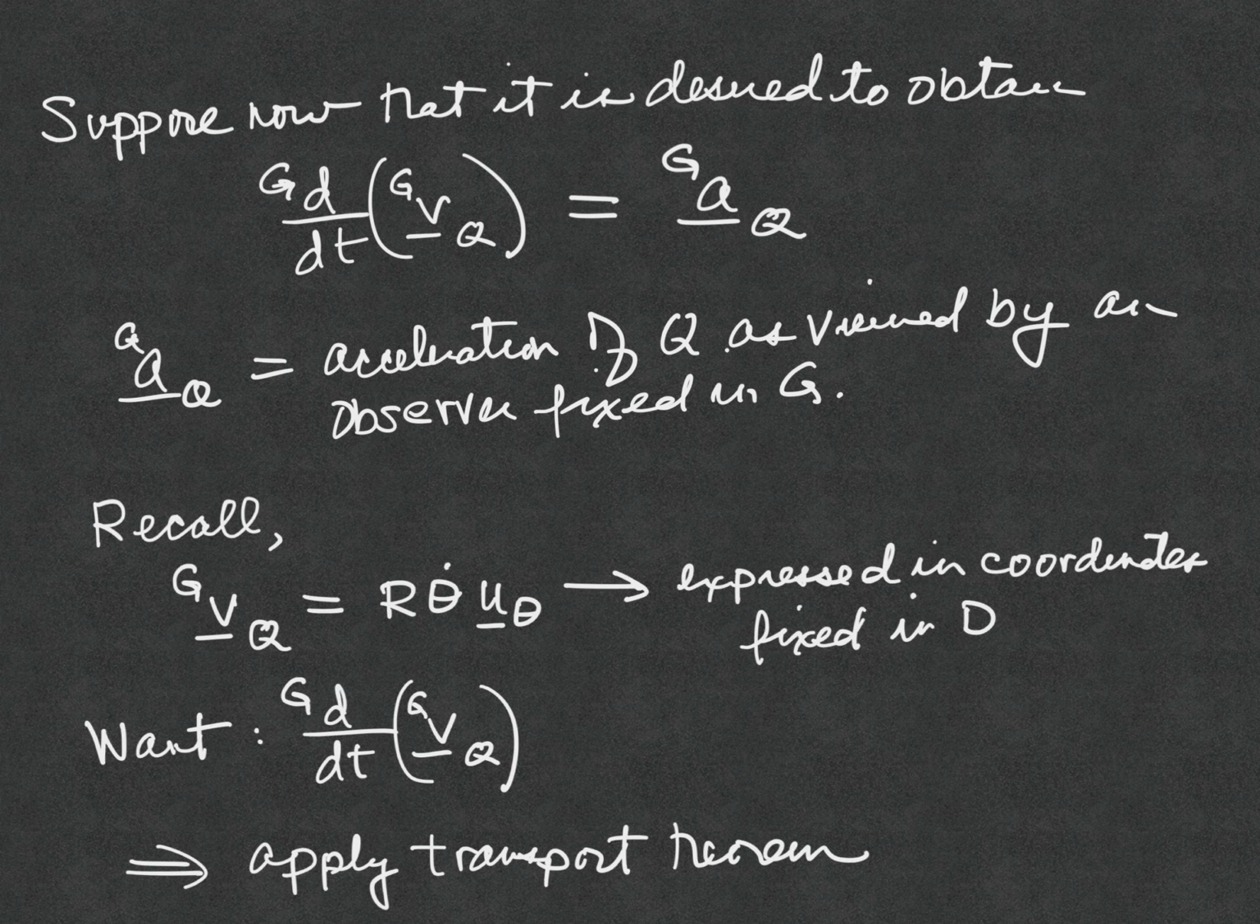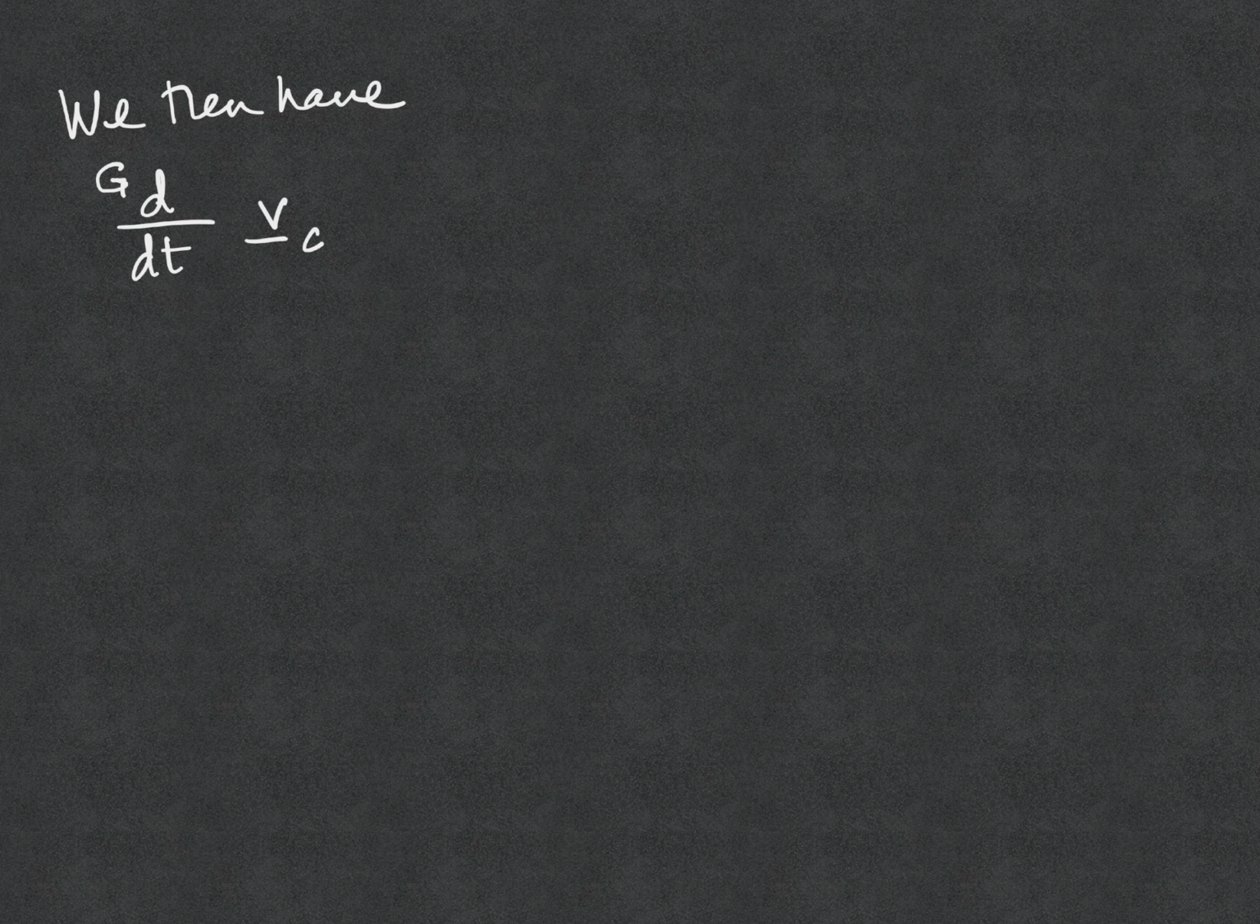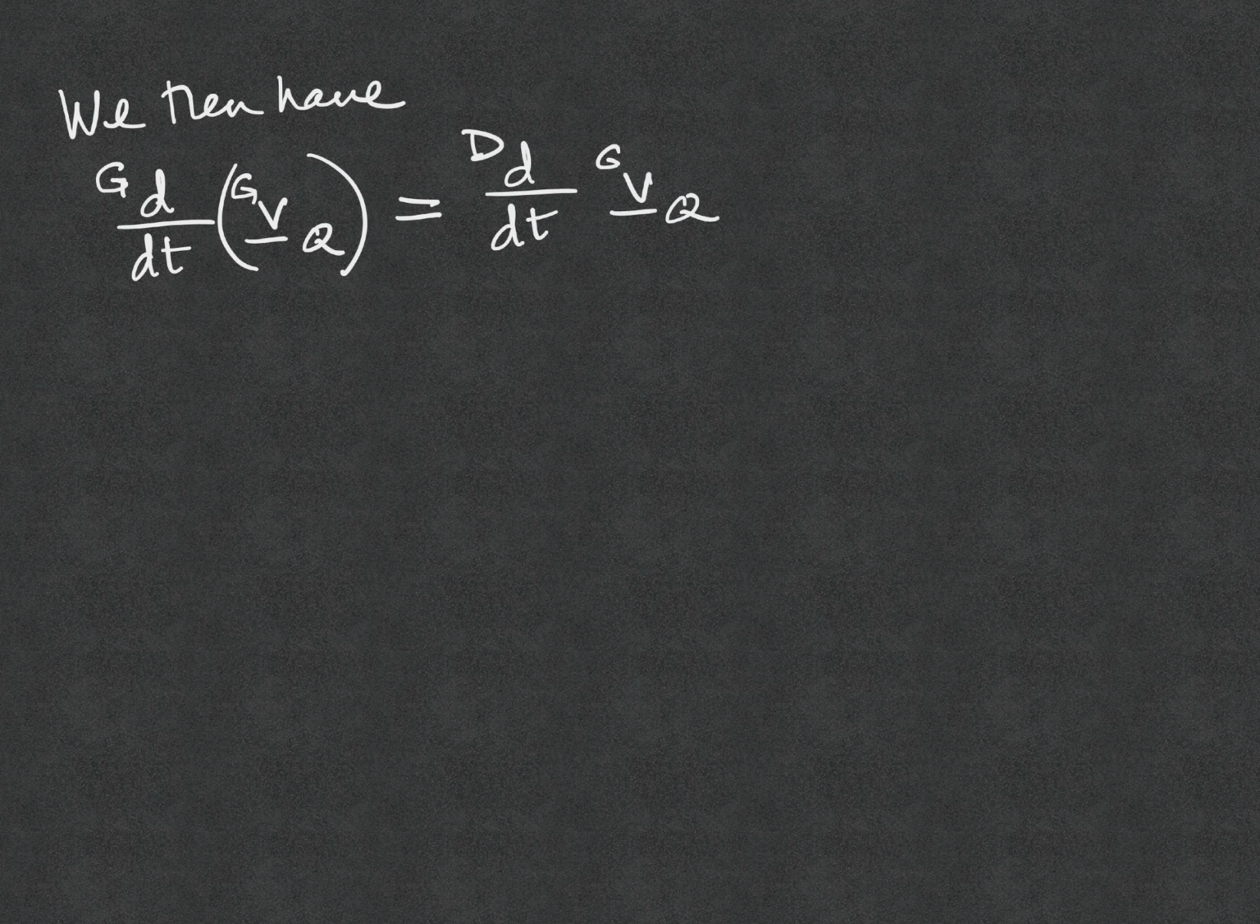Now, how are we going to apply the transport theorem in this particular case? So let's see how this works. We then have the rate of change in the ground of the velocity of point Q as viewed by an observer fixed to the ground has to equal the rate of change in the disk of the velocity of point Q as viewed by an observer fixed to the ground plus the angular velocity of the disk in the ground crossed with the velocity of point Q as viewed by an observer fixed to the ground.